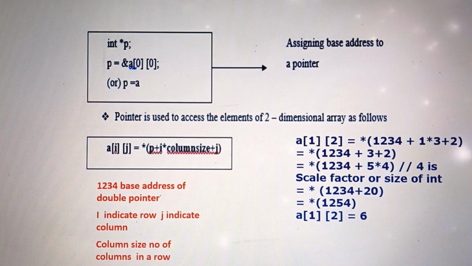5 into 4, 20. Then base address plus 20, that is 1, 2, 5. That is the base address of A[1][2]. See, that is the element which you have stored, that 6. Understood? How to find out the address of a particular element of a double dimensional array.